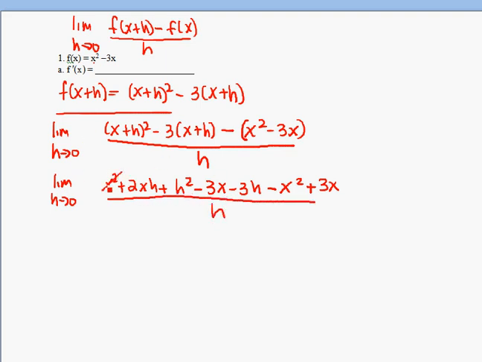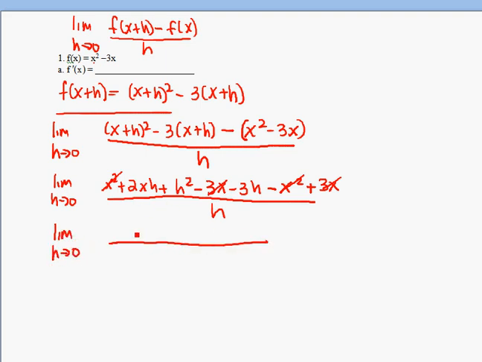Conveniently, our x squareds cancel and our 3x's cancel. If your non-h terms do not cancel, then you did something wrong. You should only be left with terms in terms of h, because we want this h to cancel out. Part 2 is if this h doesn't cancel out, then you did something wrong. So we're not at the canceling out point yet, but we will very shortly.